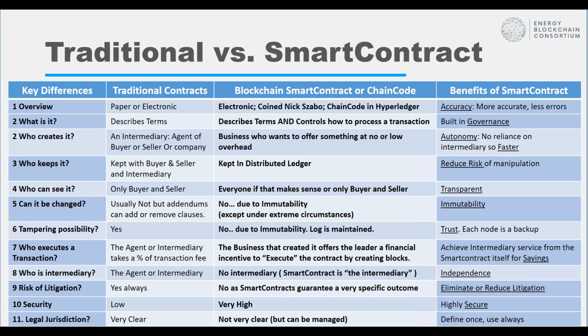So if you look into a traditional contract, it could be paper or electronic, but Nick Szabo actually coined this term of smart contract. The word is not always smart contract.